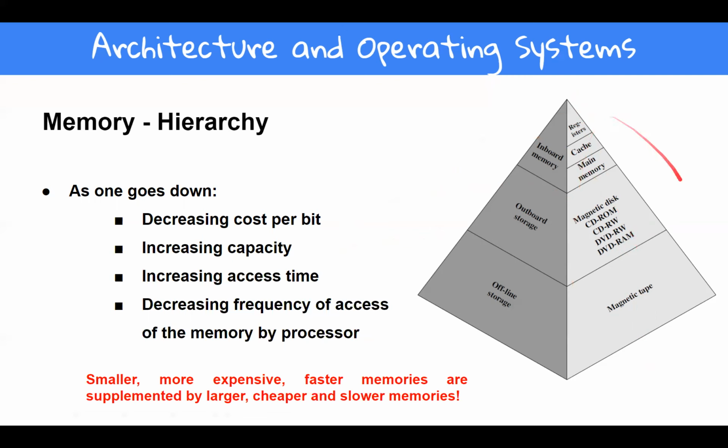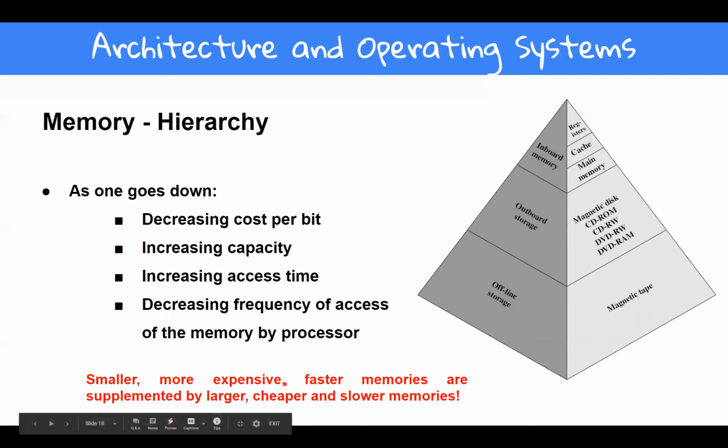This hierarchy helps us to design a memory system. The memory that we discuss in the computer architecture should consist of all of them. Smaller, more expensive and faster memories should be combined or supplemented by larger, cheaper, and slower memories.